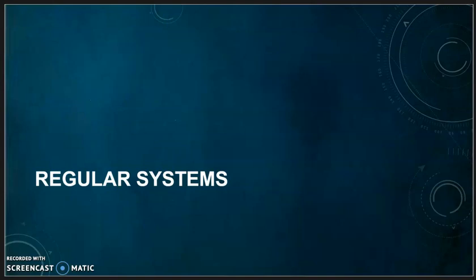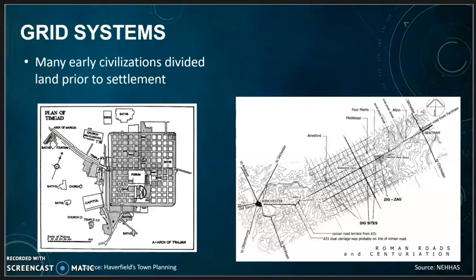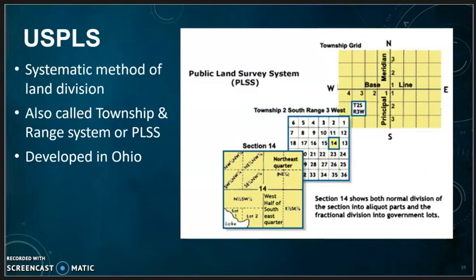All right, so let's talk about regular systems. So we have grid systems. Many early civilizations divided land prior to settlement, and so this is a Roman city plan, and we can see clear grids in both of those. So again, people used grid systems throughout the world in ancient and modern civilizations.